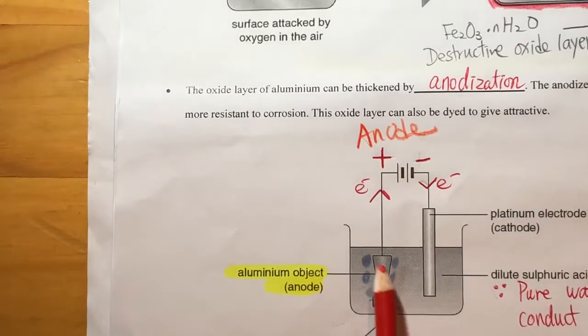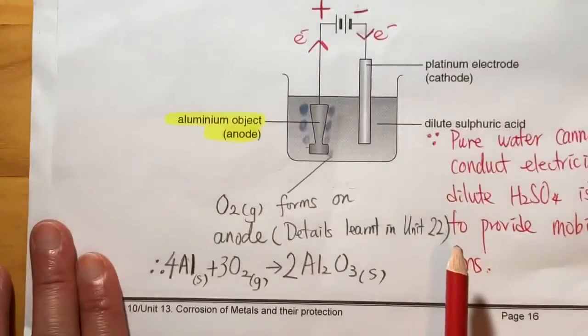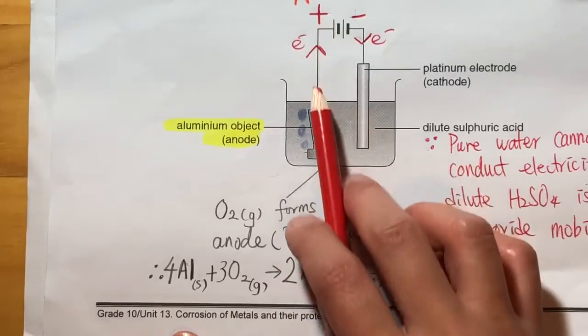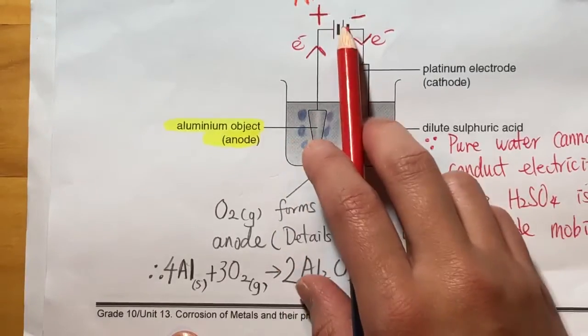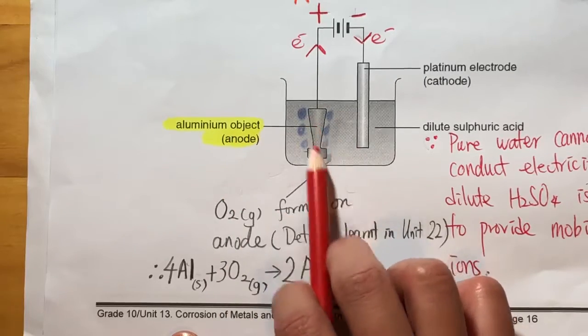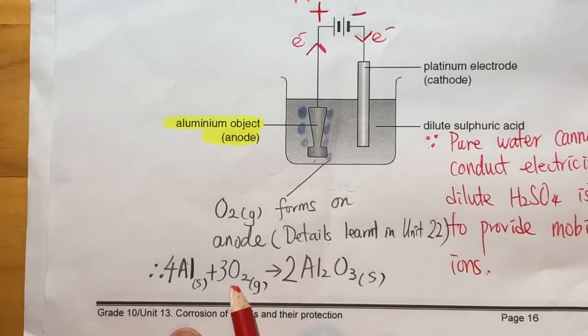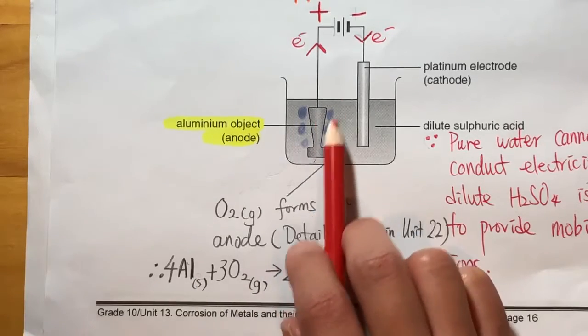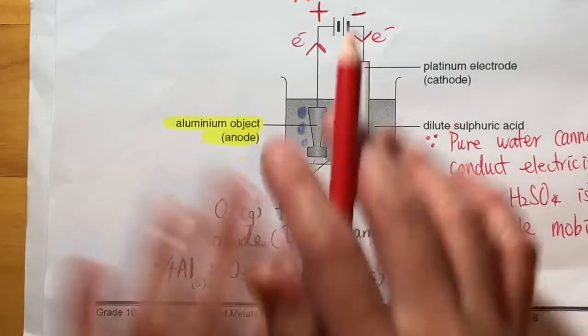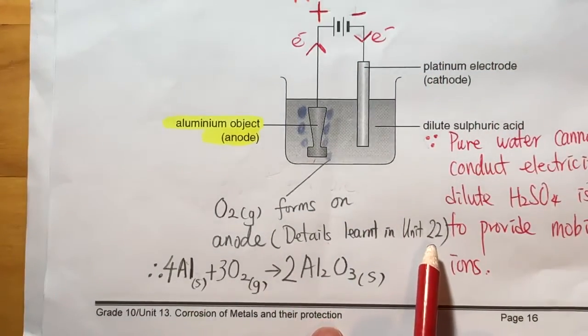So we found that oxygen gas... okay, again, the detail will be learned in Unit 22. If we put the aluminium object on the anode of the power supply, oxygen gas will be formed on the aluminium object, and that oxygen will react with aluminium to form aluminium oxide. So this oxide layer will be thickened. Now, the detail, remember, will be learned in Unit 22.